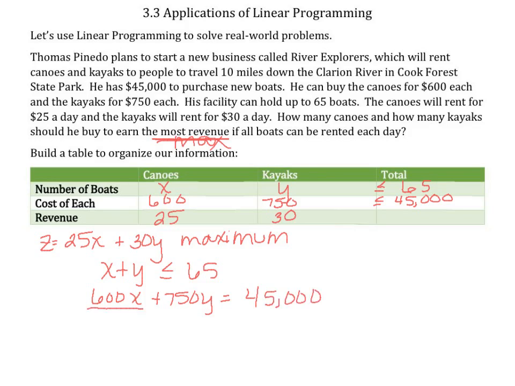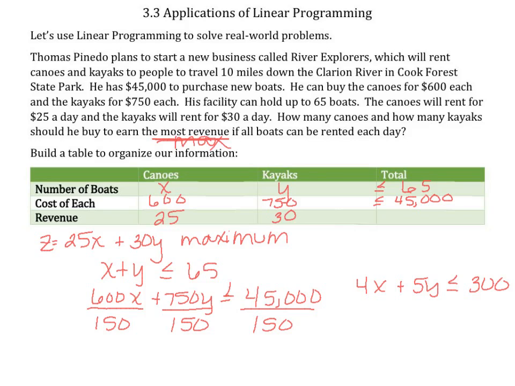We can simplify that a little bit, so that when we graph it, it's not such large numbers, because each one of these is divisible by 150. Since they're all divisible by 150, we know that 4x plus 5y is less than or equal to 300. So this looks a little bit better.